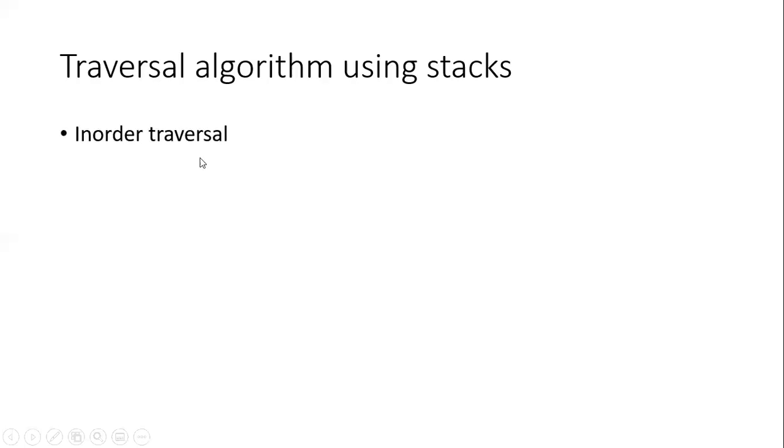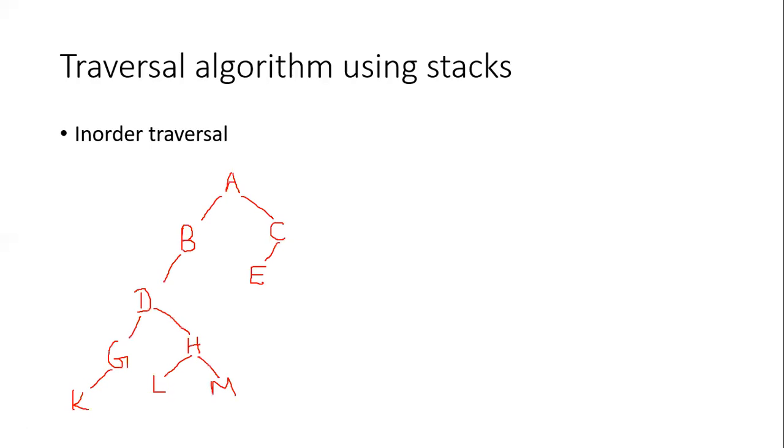By traversing a binary tree, we get to know the path we can take for accessing each node at least once. So, in-order traversal. To continue, let us consider this binary tree where we have several nodes. The nodes are the alphabets A, B, C, D, E, G, H, K, L, M. So these are the nodes.